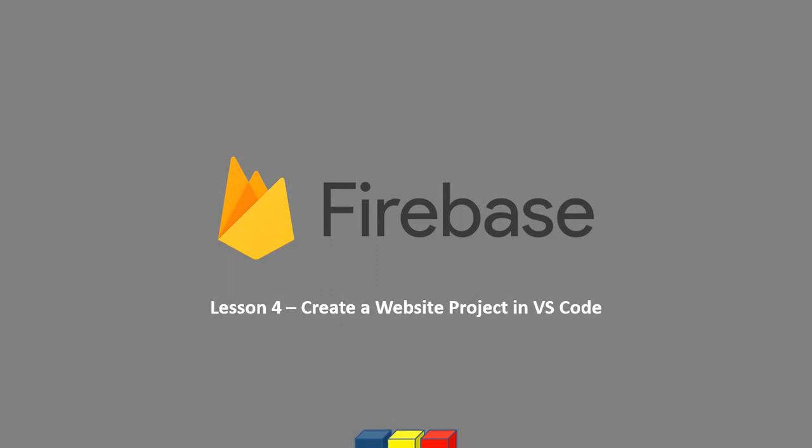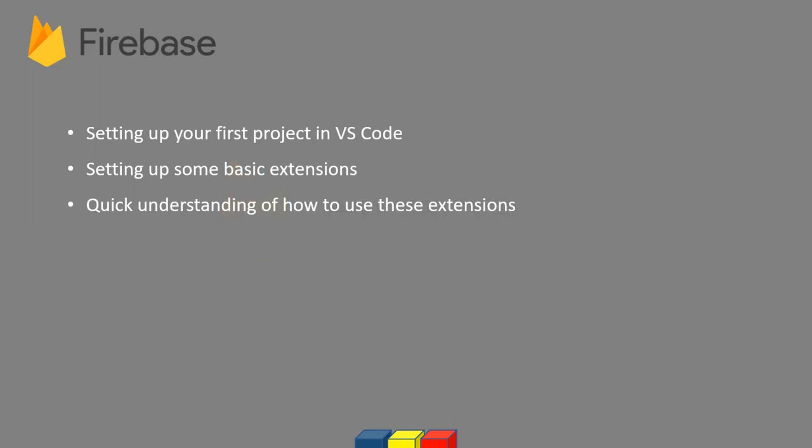In the previous lesson, we downloaded VS Code and Node.js and verified our NPM installation through the CLI. For this lesson, we are going to be setting up your first project in VS Code. We'll also be getting some of the extensions you'll need, especially the ones that help make my life easier. And I'll give you a quick understanding of how to use these extensions. So go ahead and open VS Code, and I'll meet you there.